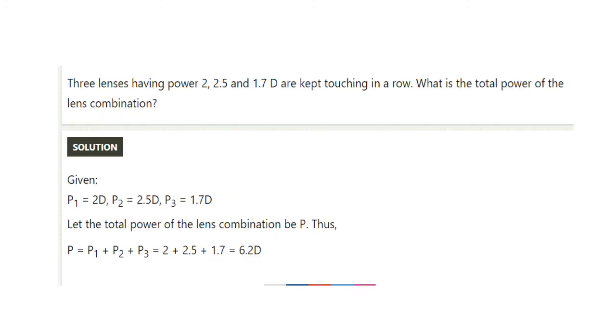This is an easy sum. Three lenses having power 2, 2.5 and 1.7 diopters are kept touching in a row. What is the total power of the lens combination? So P1 is 2 diopter, P2 is 2.5 diopter and P3 is 1.7 diopter. So total P will be P1 plus P2 plus P3, which is equal to 6.2 diopters.